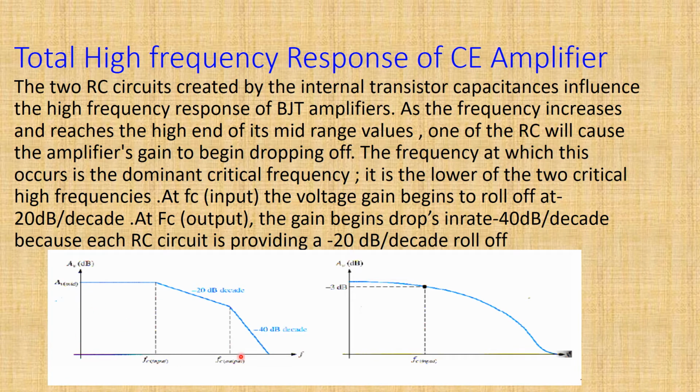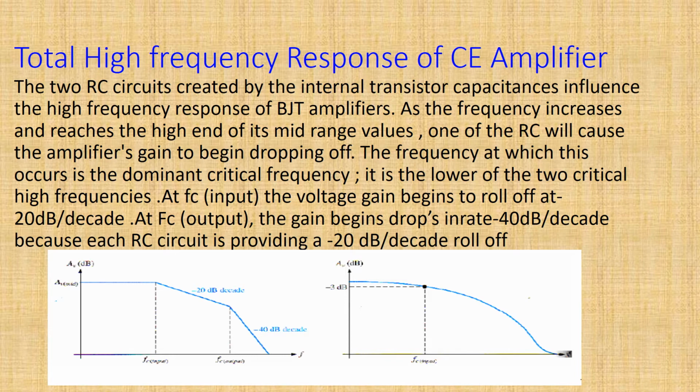So this plot which is shown is an ideal one, whereas in the practical case we generally consider the mid-band gain minus 3 dB from the actual mid-band gain that we have considered. So here is your actual cutoff frequency. Right?